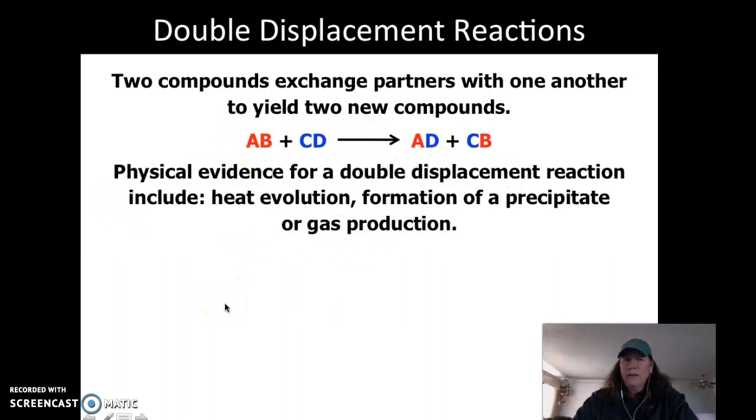How do I now know? There's an easy way to tell if a chemical reaction occurs, because just because you put stuff together doesn't mean a chemical reaction is going to occur. But with a double replacement reaction, it's really easy to tell.